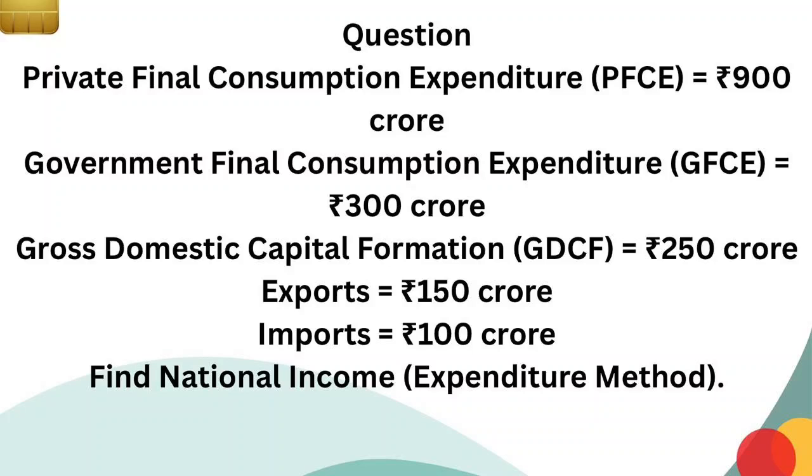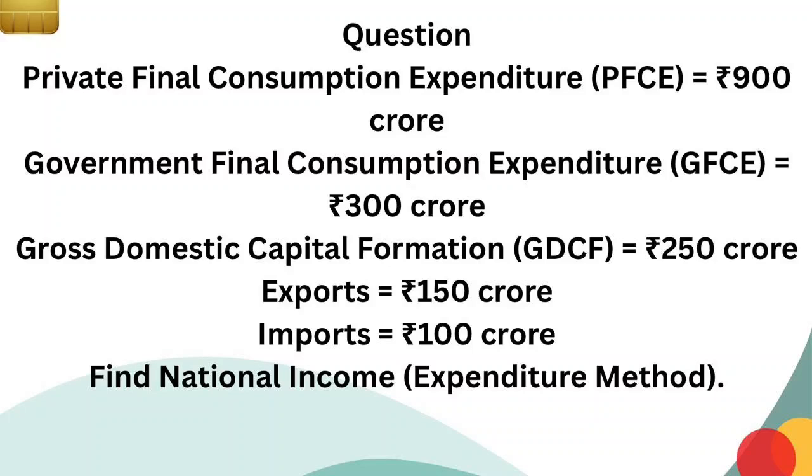Now let's identify each value. Consumption or PFCE is 900 crore. Investment or GDCF is 250 crore. Government expenditure is GFCE, that is 300 crore. Export 150 crore. Import 100 crore.